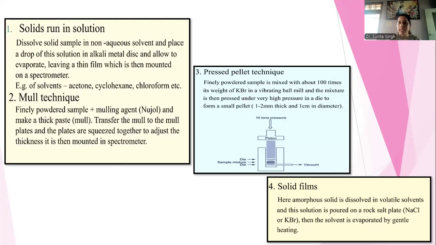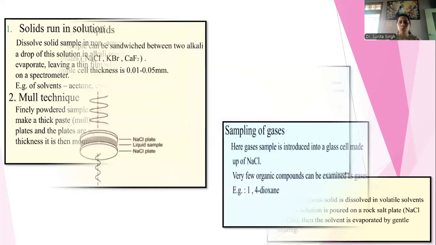In the pressed pellet technique, the finely powdered sample is mixed with KBr in a vibrating ball mill, and the mixture is then pressed under very high pressure to give a small pellet. And in solid films, an amorphous solid is dissolved in a volatile solvent and this solution is poured on a rock salt plate, then the solvent is evaporated by gentle heating. So these are the commonly used methods for solid substances which are going for IR spectroscopy.